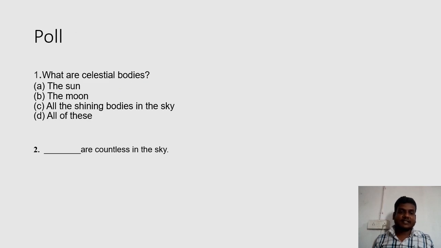Okay, what are celestial bodies? Sun, moon, all of these shining bodies in the sky. Write your answer in the chat box. Second question: what are countless in the sky? Yes, the stars. Stars are countless. I hope that is clear. The answer to the first question is all of these.